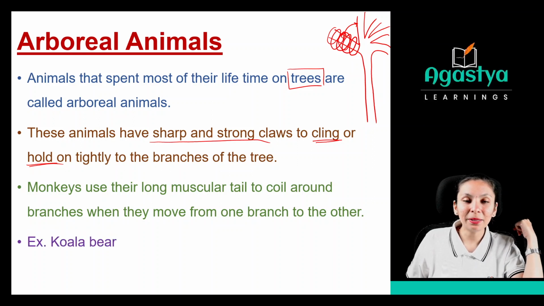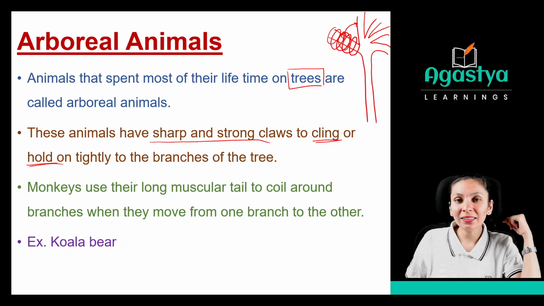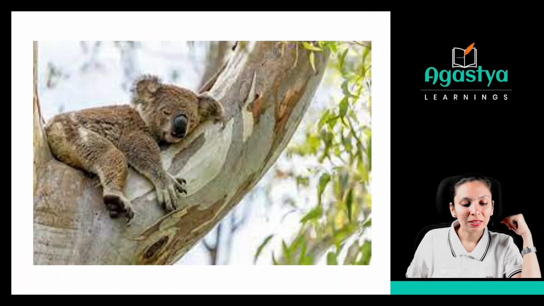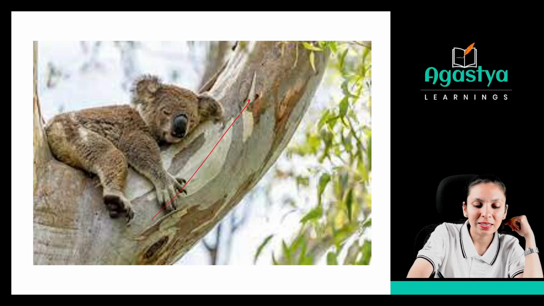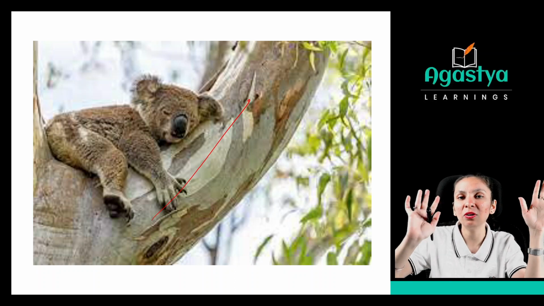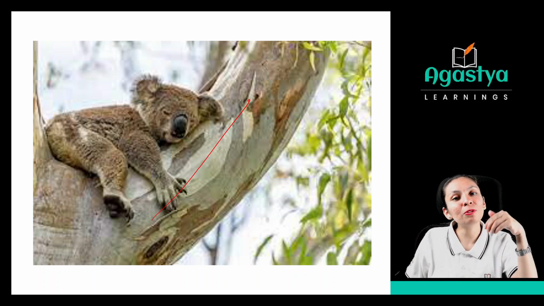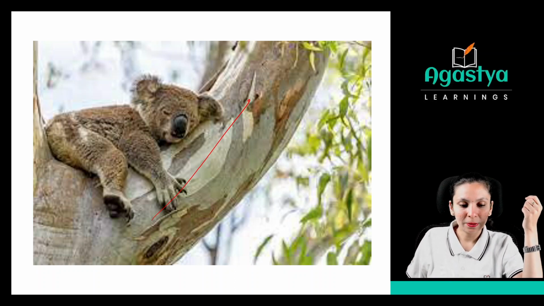And what is another example? Koala bear. That is another example of this. So you know this one. This koala bear is spending most of its time on trees. They are sleeping on the trees. They are living on the trees. So they will spend most of their time on trees.